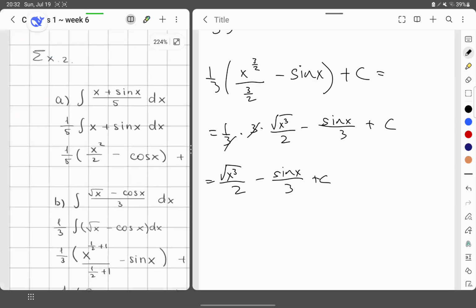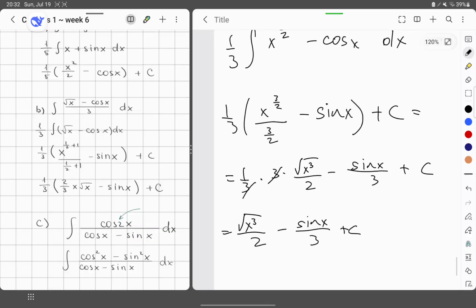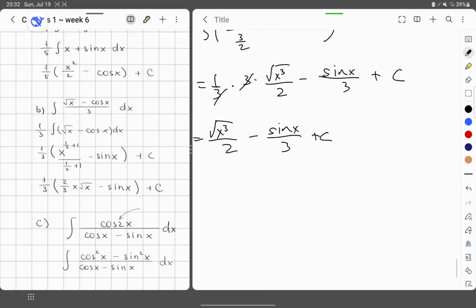I hope it's right. Let's see. 1 over 3 times, okay, 1 over 3 times what? This one minus sine x. Yeah, that's actually true, but my teacher wrote it like this. Okay, my solution is correct.